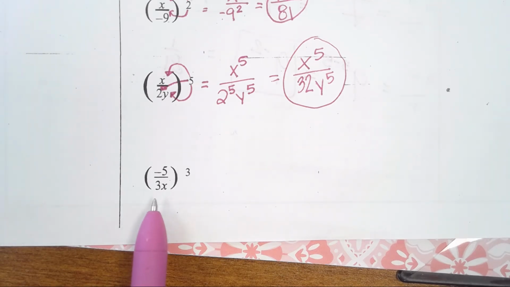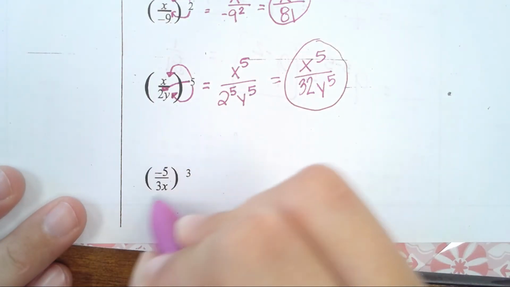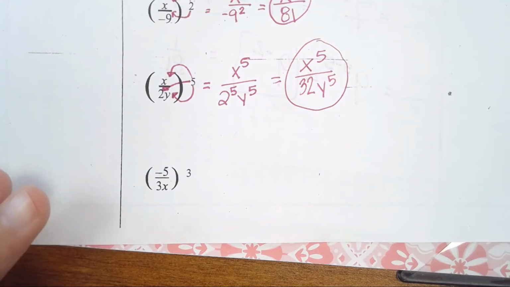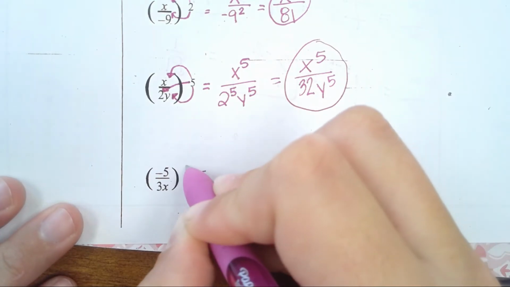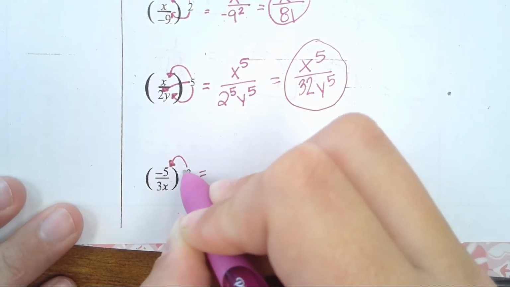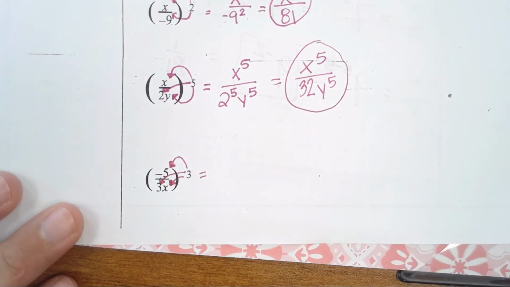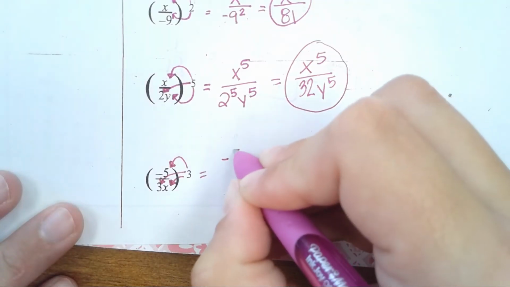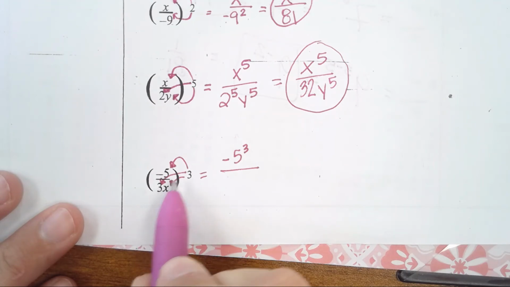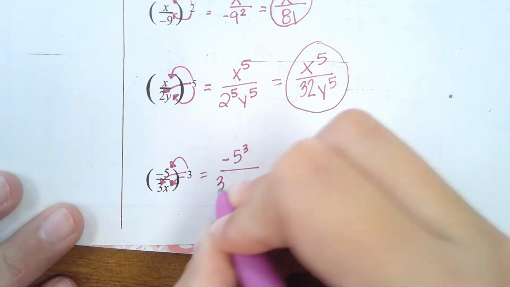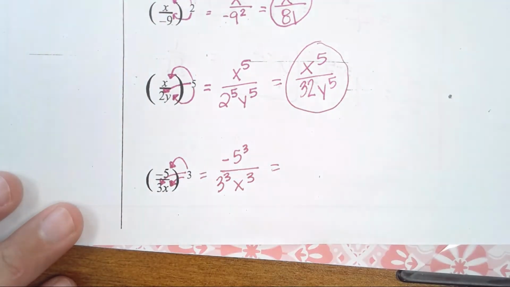Alright, so you guys should be done with this one, so let's see how you did. First, you should have looked to see if you could simplify anything on the inside, which in this case we could not. So what you had to do then was move to the outside, taking this exponent of 3 and attaching it to everything on the inside. When you simplified it, it should have been negative 5 to the 3rd power over 3 to the 3rd power, and then x to the 3rd power.